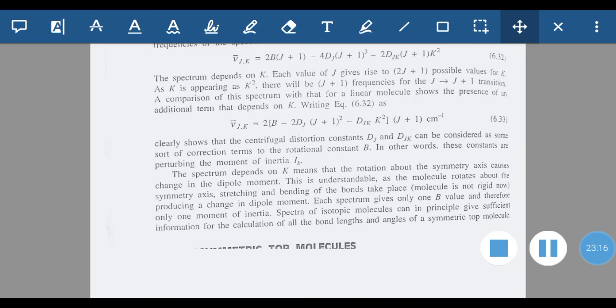So we can conclude that rotation of the molecule about the molecular axis also produces this change in dipole moment, and they will produce one spectral line corresponding to that change, or they can interact with the electromagnetic radiation and produce a particular spectral line.